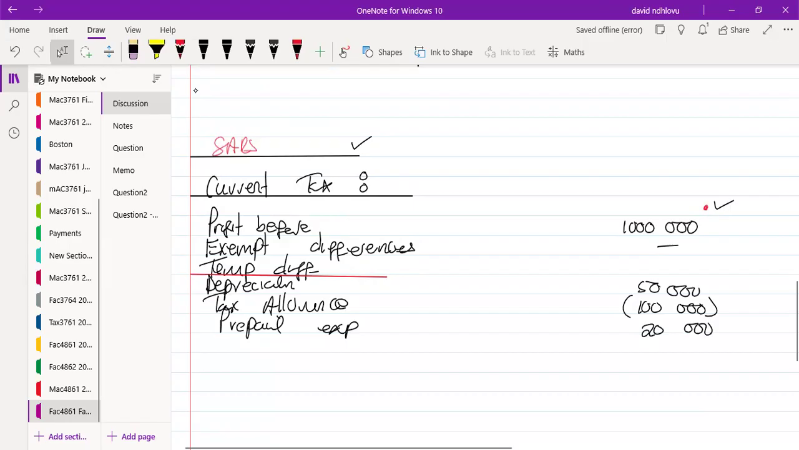Now remember, we don't have to reverse anything here because we never included it. It's unlike this one where we say depreciation, add it back, and then deduct the allowance. We are simply saying that the prepaid expense was never there in 100,000, but SARS allows a deduction in the current year. So therefore, we are going to deduct that particular amount.